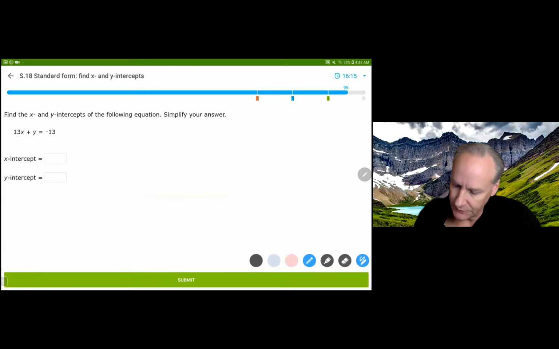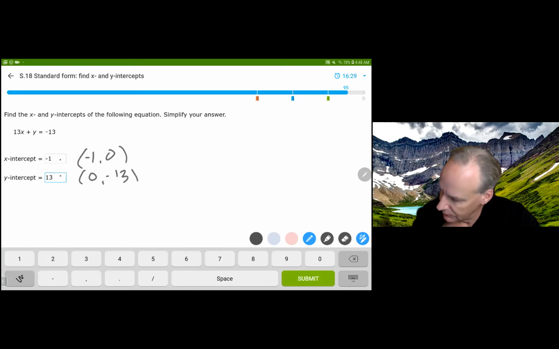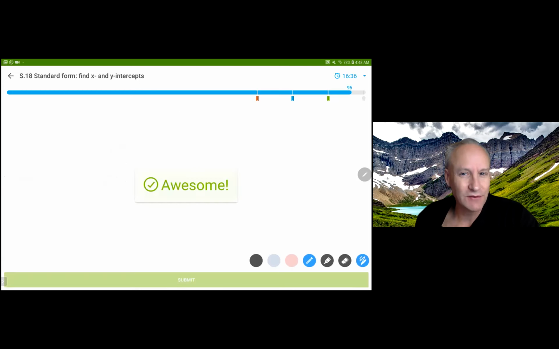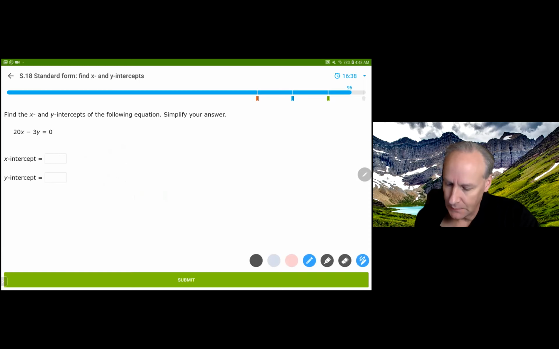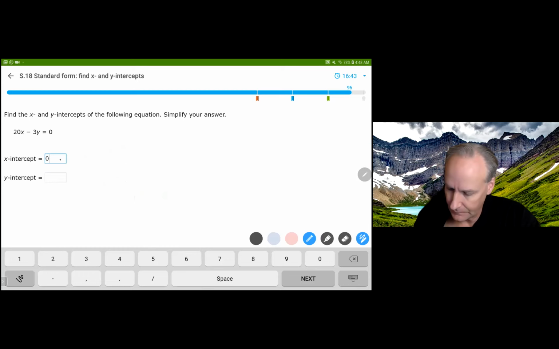For the x value, I get -1. And for the y value, I get 0, 13. Remember, we're looking at -1, 0, and 0, -13. Oh, what the heck is wrong with me? -13. Almost made a mistake there. Always good to write it down. All right, 0, 0, of course. Anytime you're equal to 0, the only way to get there is to have zeros in it.